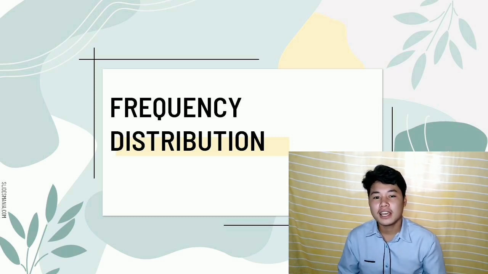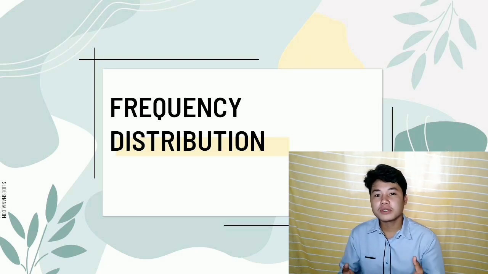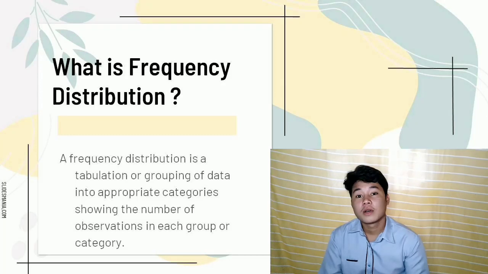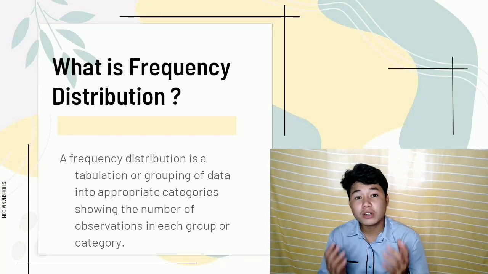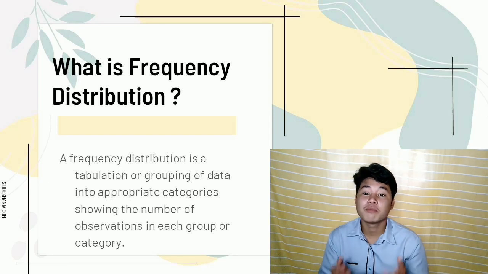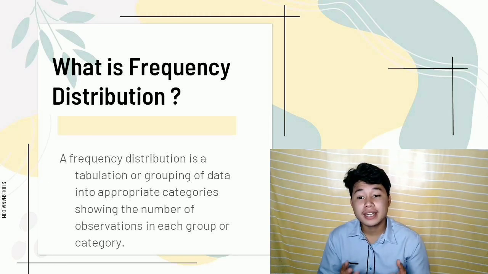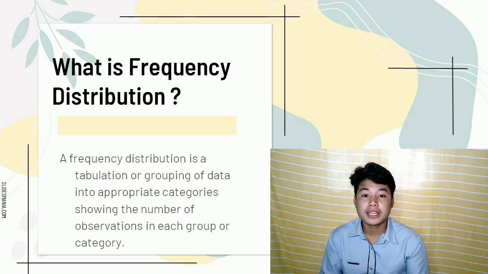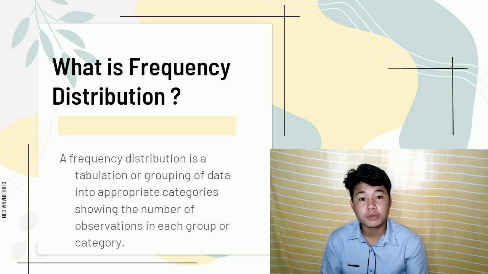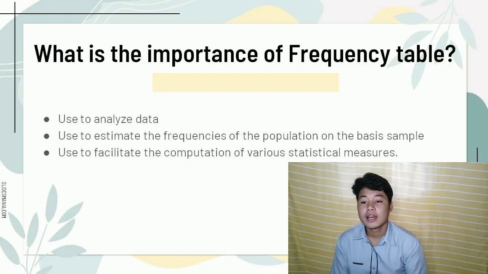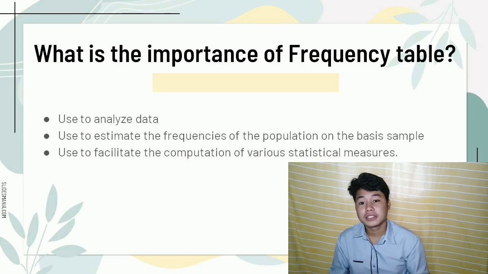In today's video, we are going to talk about the frequency distribution. So what is frequency distribution? A frequency distribution is a tabulation or grouping of data into appropriate categories showing the number of observations of each group or category. So what is the importance of a frequency table?